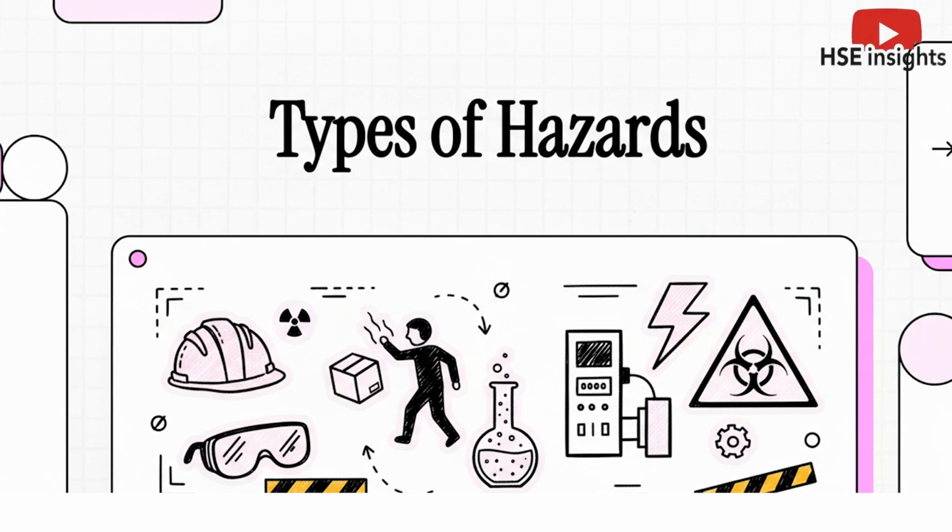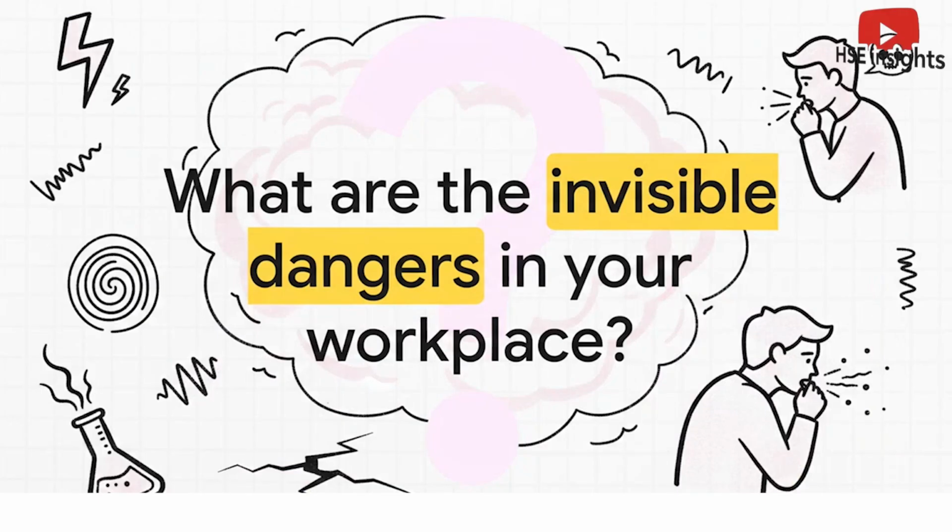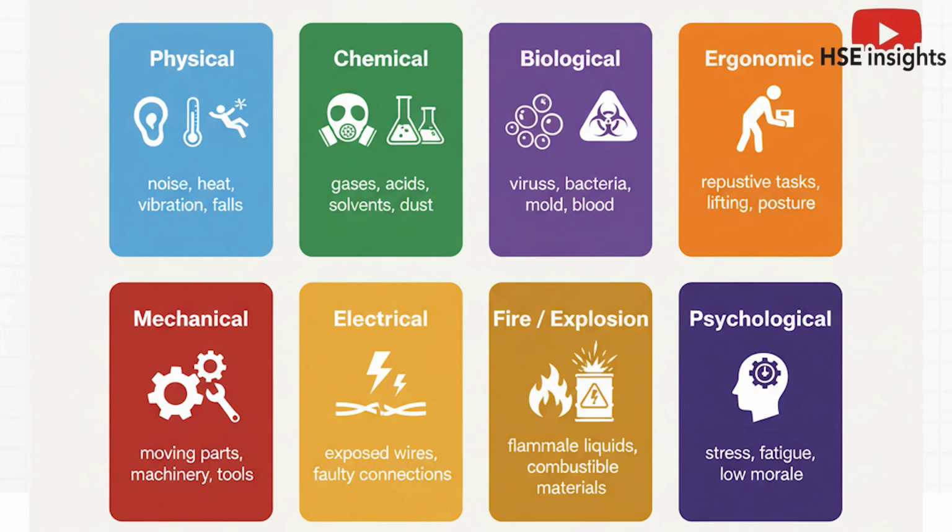on the job. So I want you to think about this for a second. What are the invisible dangers where you work? I mean, sure, it's easy to spot a wet floor or a frayed wire, right? But what about the risks that aren't so obvious? Those are the ones that can really catch you off guard.